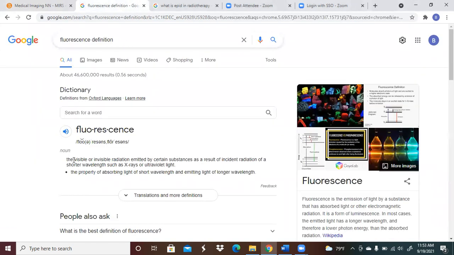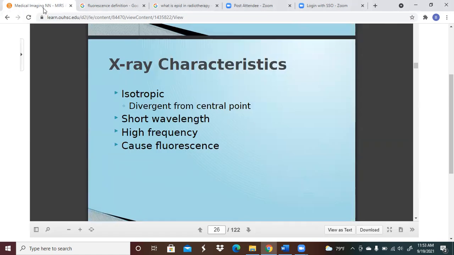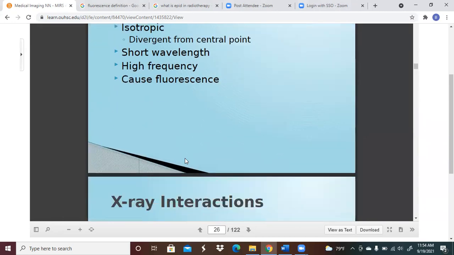If you've wondered what fluorescence means, it is the property of absorbing light of shorter wavelength and emitting light of longer wavelength. So in other words, it will emit things that will interact with other things that will emit photons of a longer wavelength.